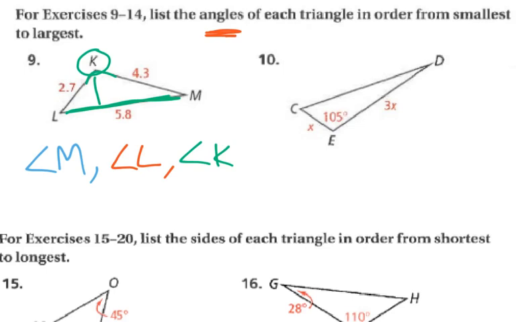The next one's a little bit trickier. So let's look at it. Notice that they don't give us all three sides, but they give us two sides and an angle.